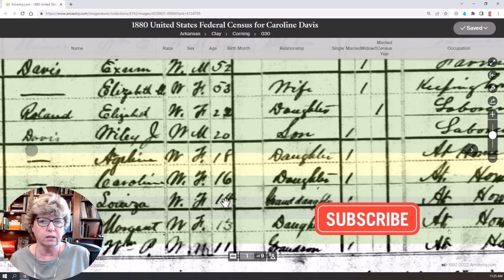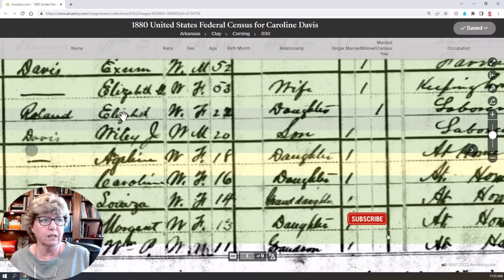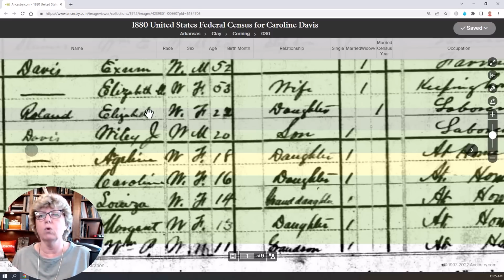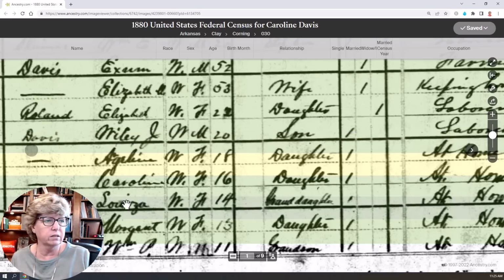Where are the parents? It's not Elizabeth Rowland, because Elizabeth is 22 or 23 years old, which means she would have been a child at the time this child was born. So the parents are not here, which brings more questions as to where are the parents of Louisa? What other clues can we infer from that?